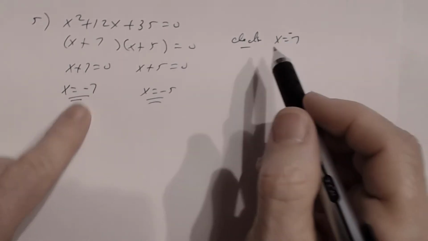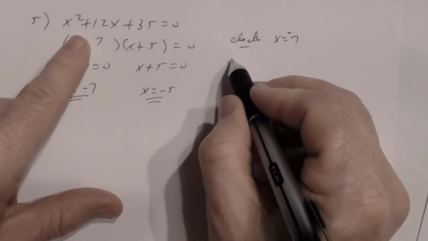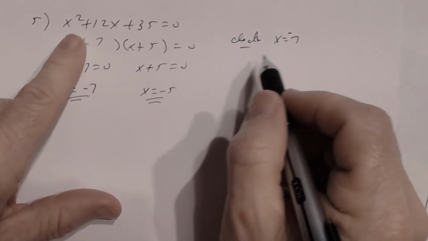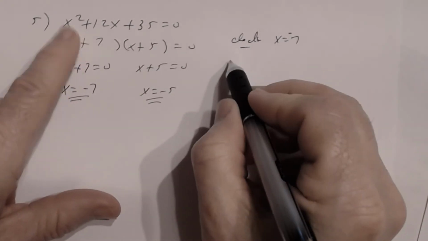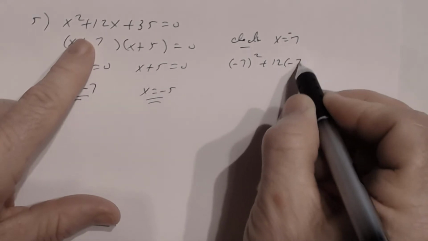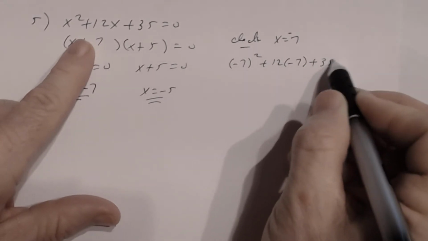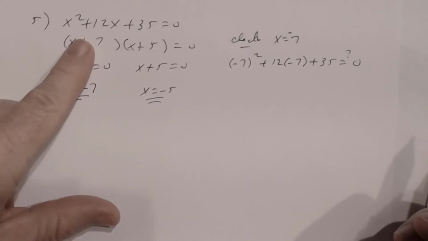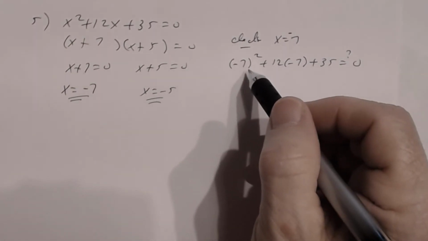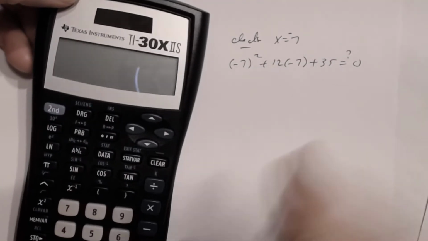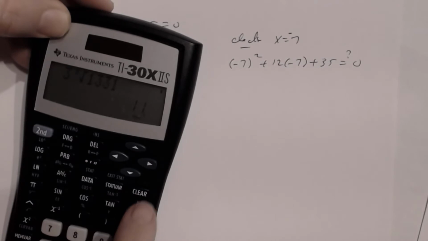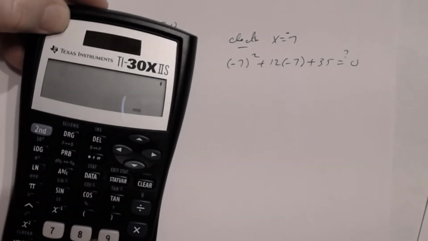So negative 7. So you go back to the original. So notice, it's negative. So since it's negative, when I substitute, I'm going to put that in parentheses. So I get negative 7 squared plus 12 times negative 7 plus 35. And I want to see if that's going to equal 0. All right. So negative 7 squared. Now be careful, that's in parentheses. I want to remind you what happens if you do this. You got to remember some things you've learned in the past in terms of using your calculator.